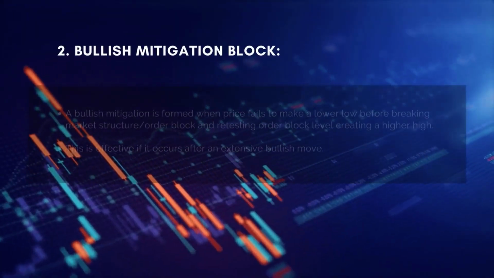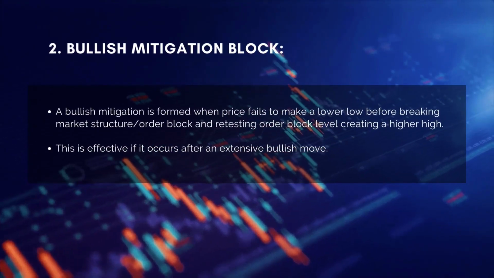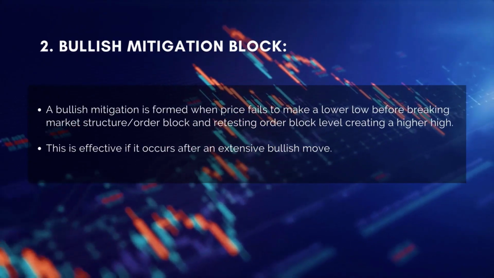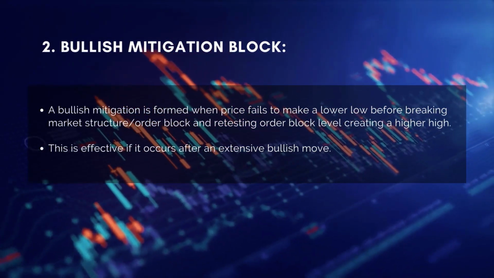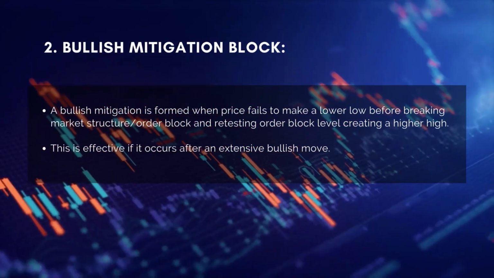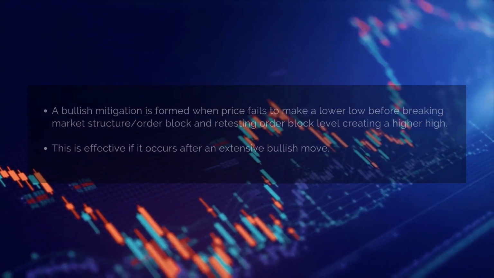For the bullish mitigation block, it's formed when price fails to make a lower low before breaking market structure or an order block and retesting the order block level, creating a higher high. This is effective if it occurs after an extensive bearish move. So let's see a figure of a bullish mitigation block.